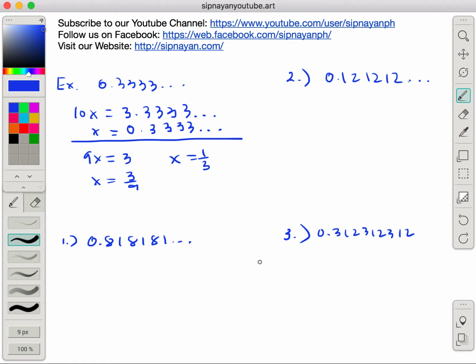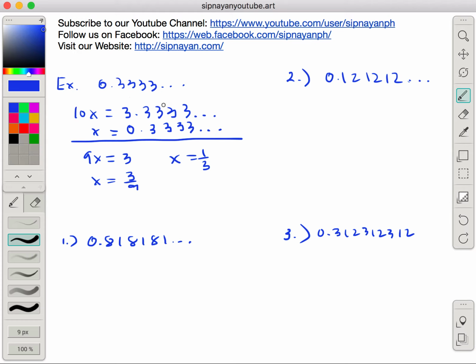In the previous video, we studied how to convert repeating decimals to fractions. What we did was convert repeating decimals with only one repeating digit. For example, this decimal, 0.333... The only repeating digit is one, just the 3.